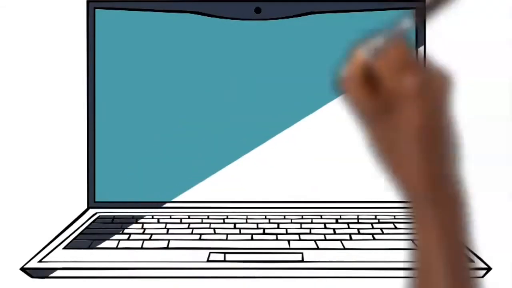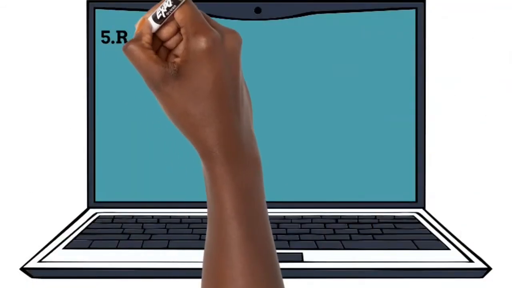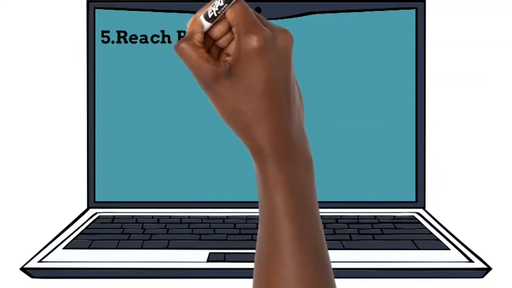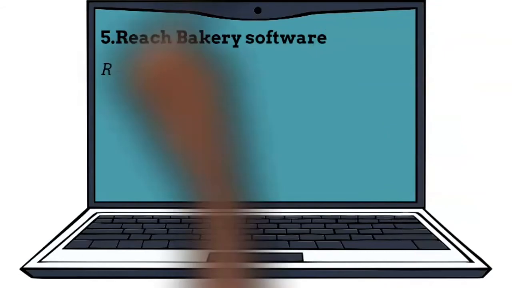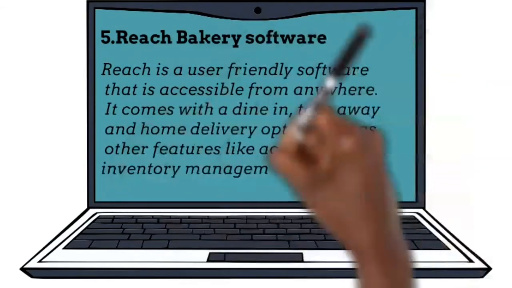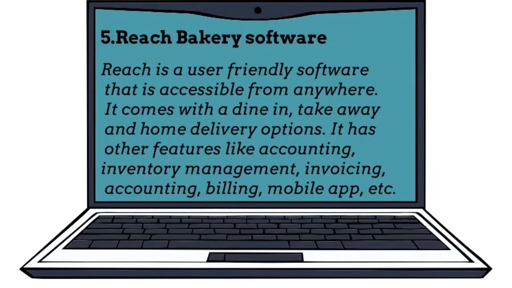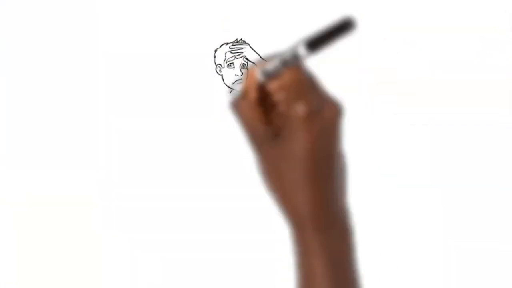Okay, so the last one I'm going to be talking about today is the Reach Bakery software, REACH. This software is amazing if you have problems with invoicing and customer representation. Basically, it can help you with invoicing and accounting, and it has a mobile app. This is the best thing about this software. It has a mobile app, which makes it a lot easier for you to use.